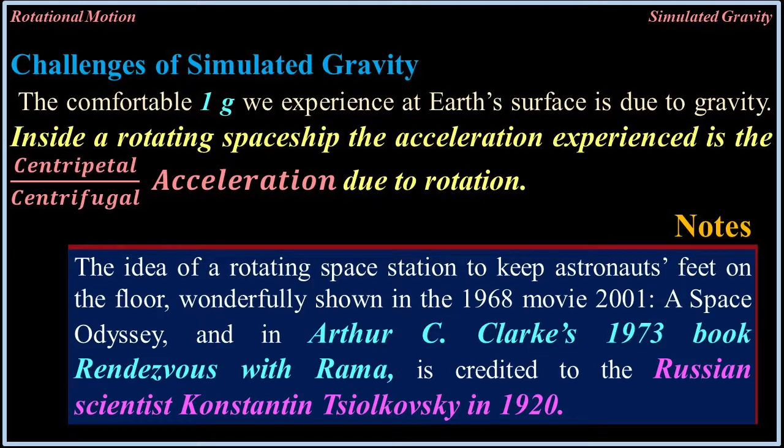Challenges of simulated gravity. The comfortable 1g we experience at Earth's surface is due to gravity. Inside a rotating spaceship, the acceleration experienced is the centripetal acceleration due to rotation. Note: the idea of a rotating space station to keep astronauts' feet on the floor, wonderfully shown in the 1968 movie 2001: A Space Odyssey, and in Arthur C. Clarke's 1973 book, Rendezvous with Rama, is credited to the Russian scientist Konstantin Tsiolkovsky in 1920.